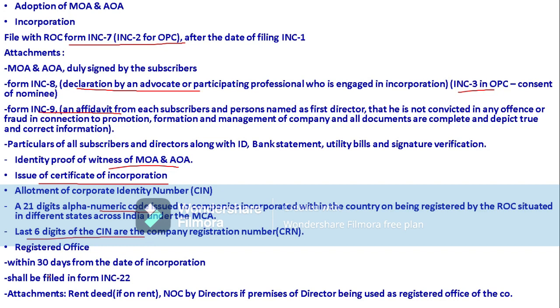The certificate of incorporation shall be conclusive evidence that all requirements of the Act have been complied with in respect of registration, that the company is duly registered, and that the company came into existence on the date mentioned in the certificate. This is the conclusiveness of the certificate of incorporation: all the legal aspects have been matured by the company, all requirements of the Act have been complied with, so the company is duly registered.